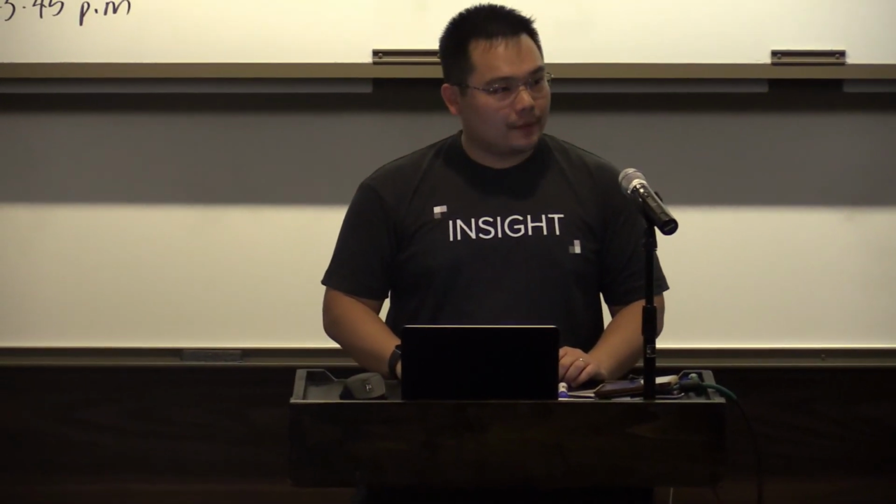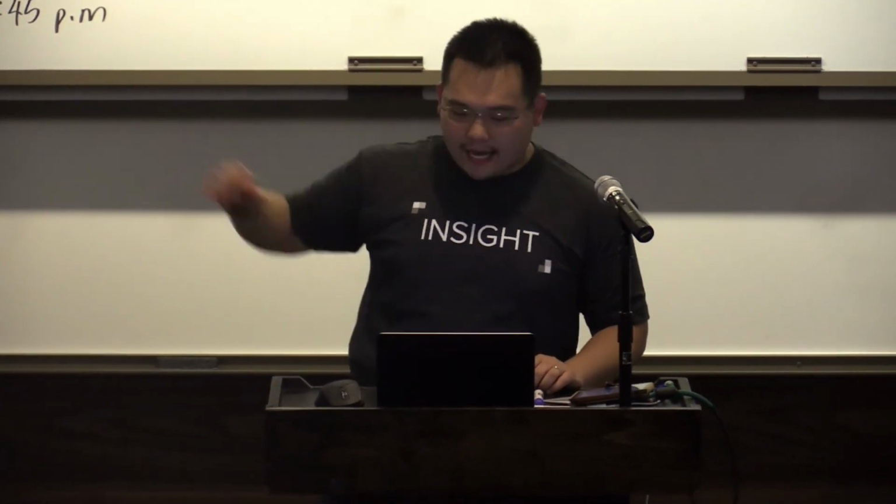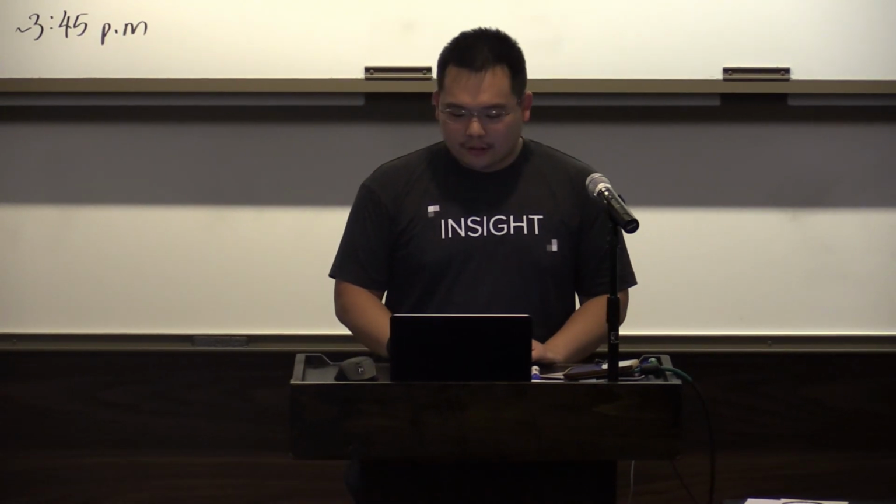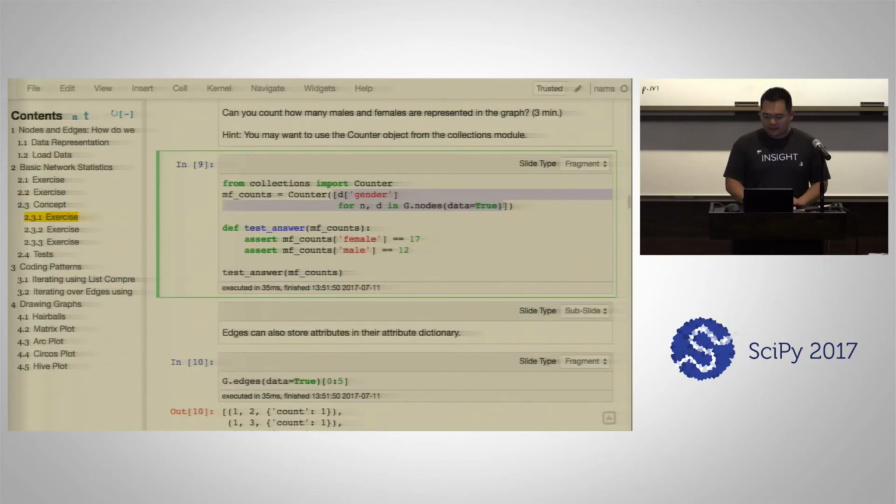Okay, feels like people are done. So you should have something like that. If you use the collections Counter object, you can grab out, using a list comprehension, all of the gender values that are stored on every single node. That's basically how this was done.